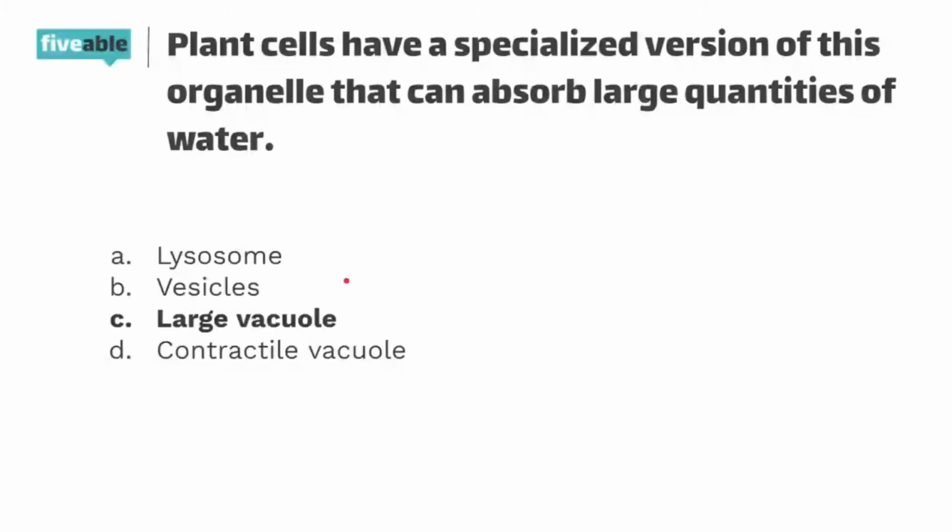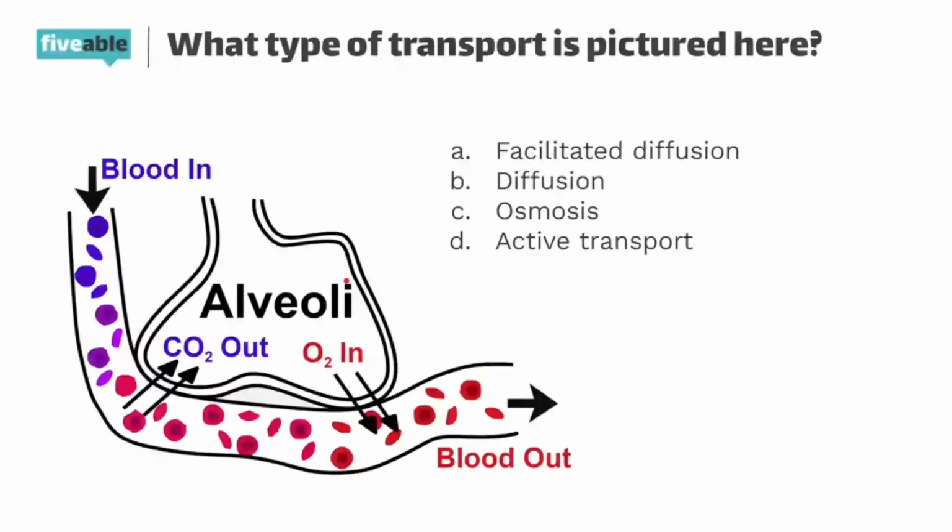Okay, large vacuole, wonderful. This one I don't have a poll for because I just want to make sure we're moving along. What type of transport is pictured here? This is a cartoonized version of a blood vessel, or technically a capillary, near an alveoli cell. So that's in your lungs where gas exchange happens. You can either think it to yourself or type the answer in the chat. It's whatever you're comfortable with.